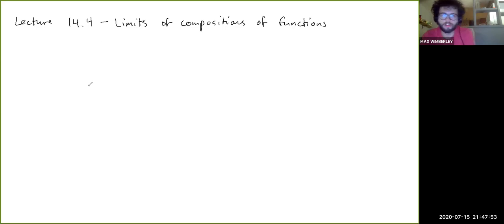Okay, so now we're going to just prove a relatively straightforward theorem about limits of the composition of two functions. And I have to say, actually, the theorem the book proves about this is slightly weaker than it could be. So I'll give you the stronger formulation of the theorem at the end.